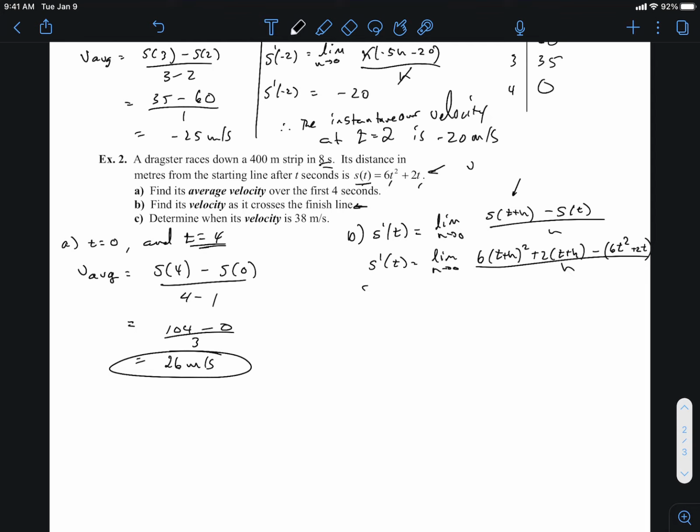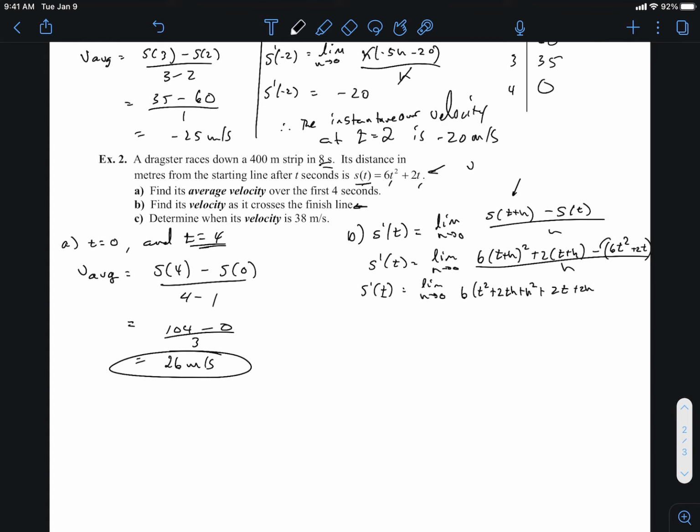So let's just do some simplification now, collecting like terms and whatnot. It's the limit as h approaches 0. We're going to get 6t squared plus 12th plus 6h squared plus 2t plus 2h.